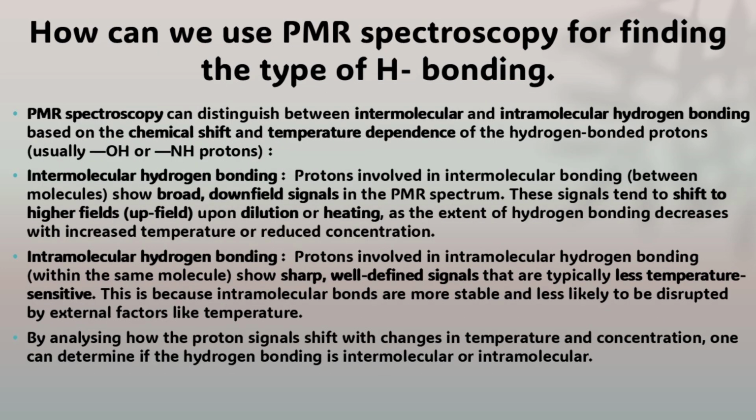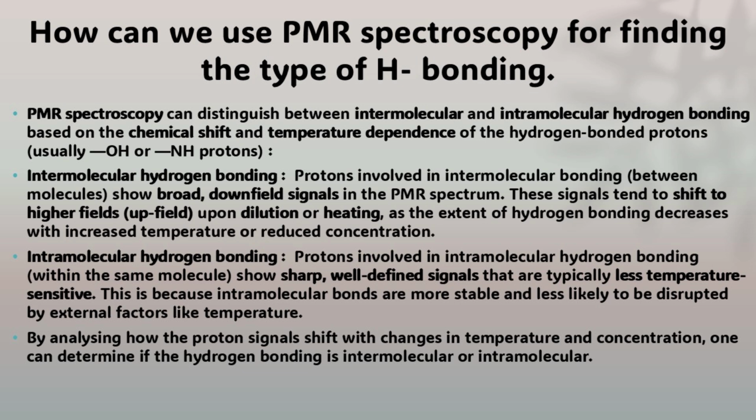The next question is question number 63. How can we use PMR spectroscopy for finding whether the type of hydrogen bonding is intermolecular or intramolecular when organic compounds can show either type of hydrogen bonding? Explain in detail. The answer to this question is, PMR spectroscopy can distinguish between intermolecular and intramolecular hydrogen bonding based on the chemical shift and temperature dependence of the hydrogen bonded protons, usually OH or NH protons.